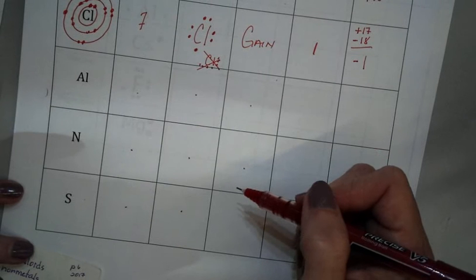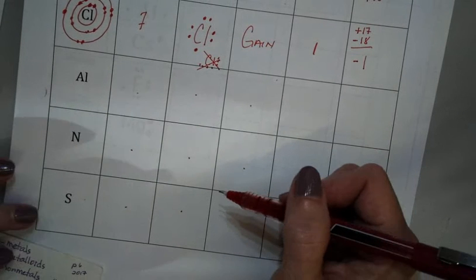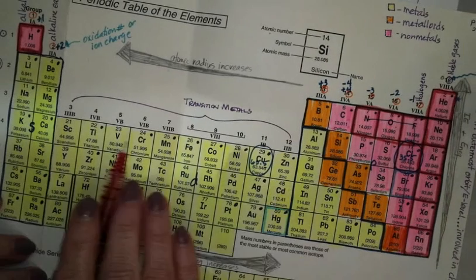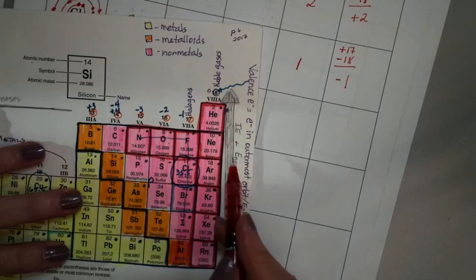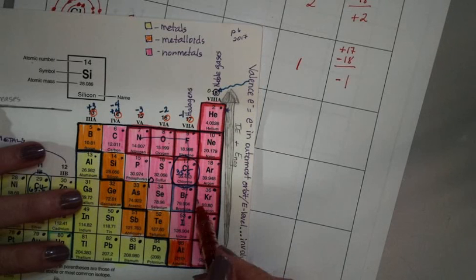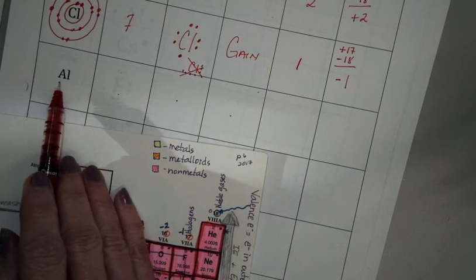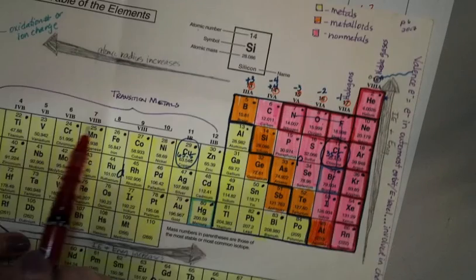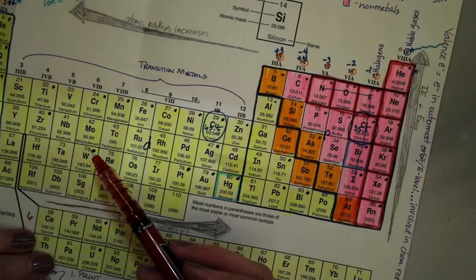And what's cool is that if you look at your periodic table, all the metals are always going to give away their electrons, and the non-metals are always going to take them. They're going to gain electrons. So if you can look at this and determine whether it's a metal or a non-metal, then you know whether it's going to gain or lose electrons. Let me say that again. All the metals, the yellow here that I have on here, are always going to lose electrons. The non-metals are always going to gain electrons.